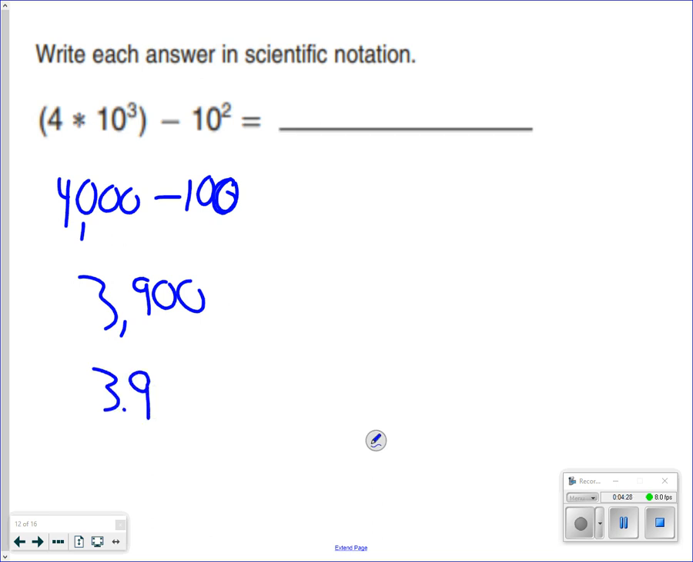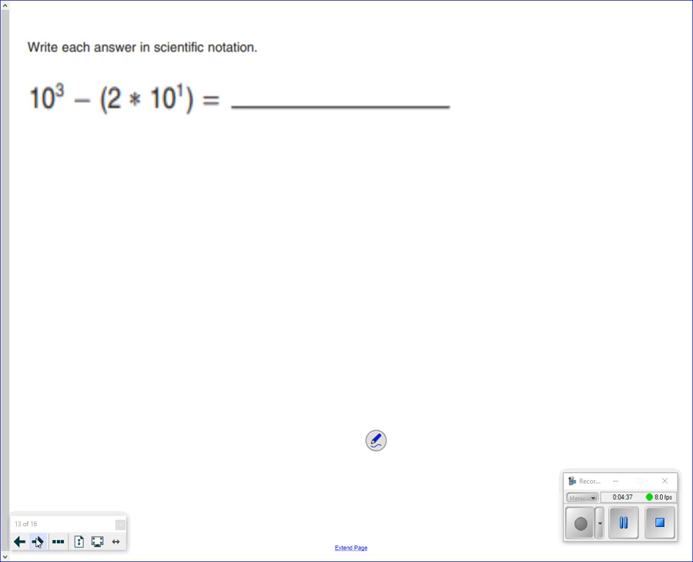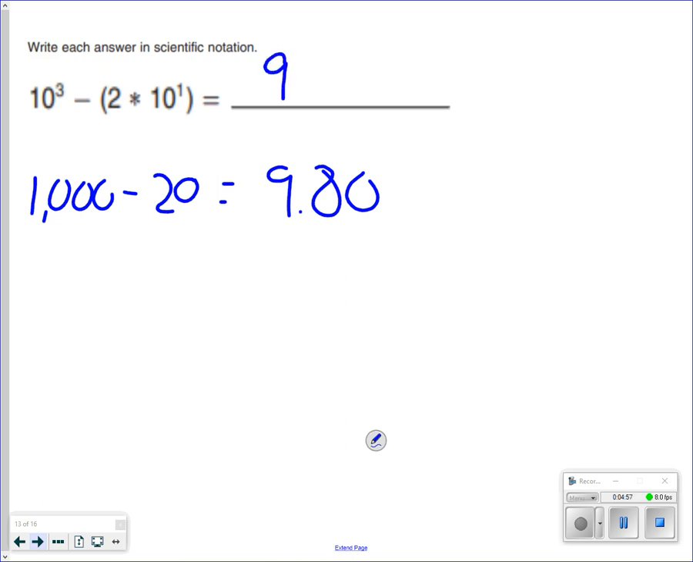Then how many numbers are after the decimal? 3. So 3.9 times 10 to the 3rd power. Moving on. 10 to the 3rd power gives me 1,000, and subtracting 2 times 10, which is 20, I have 980. Well, if I want this in scientific notation, I put a decimal there. How many numbers are after the decimal? 2. So it's 9.8 times 10 to the 2nd power.